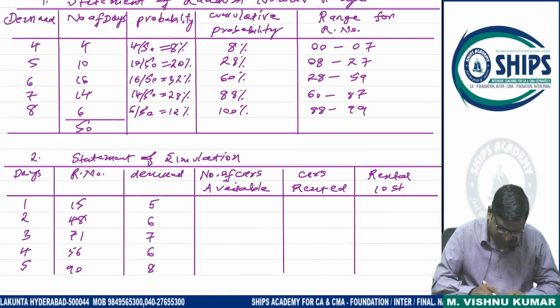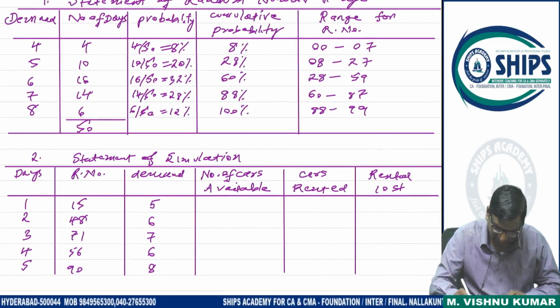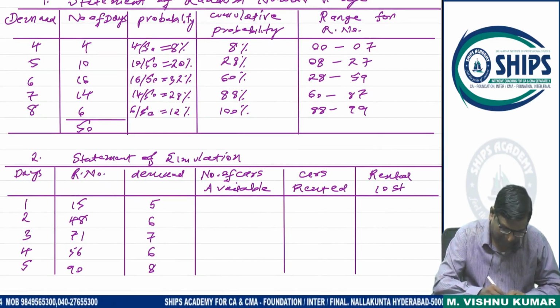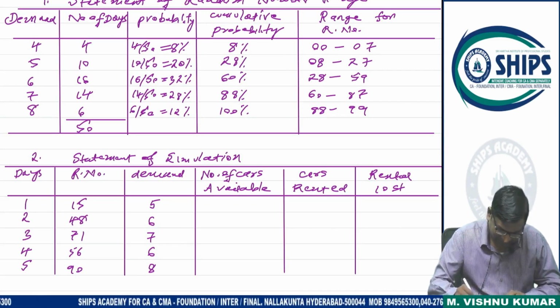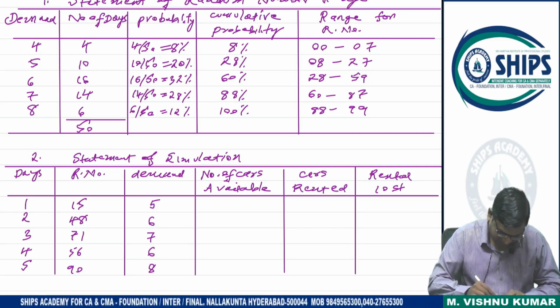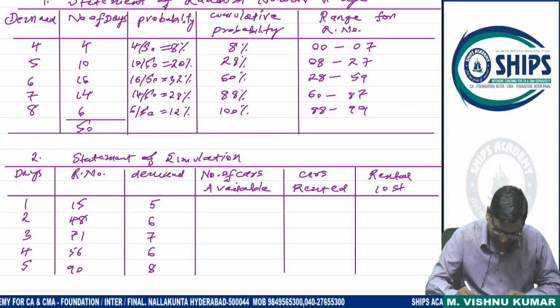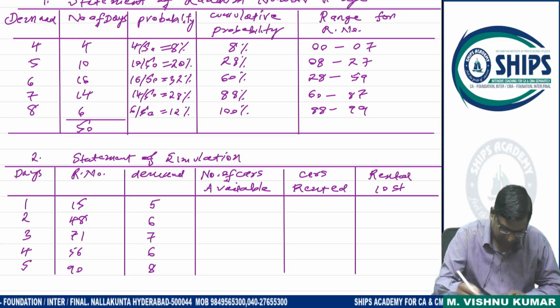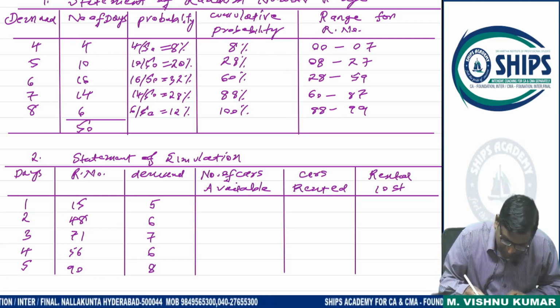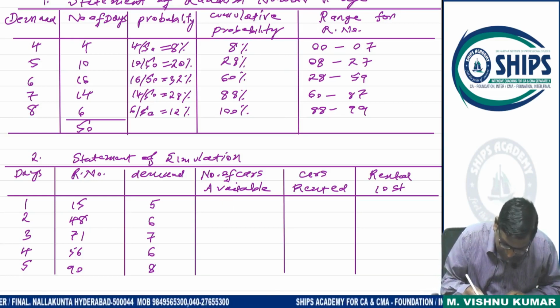Okay, so 15 is falling in a range of 08 to 27, so demand 5. 48 is falling in 28 to 59, so demand 6. 71, 60 to 87, so 7. 90 is falling in 88 to 99, 8. 56 falling between 28 to 59, so 6. Now the number of cars available with the organization is 6.